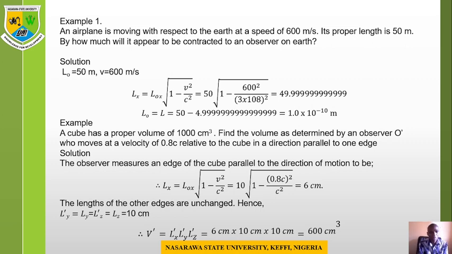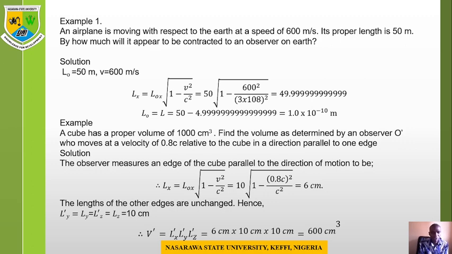Then another example: a cube has a proper volume of 1000 centimeters cubed. Find the volume as determined by an observer O prime who moves at a velocity of 0.8 the speed of light relative to the cube in a direction parallel to one edge. So the solution.